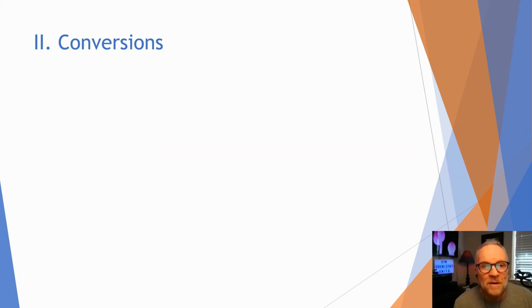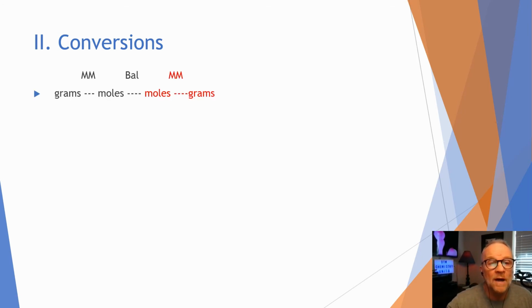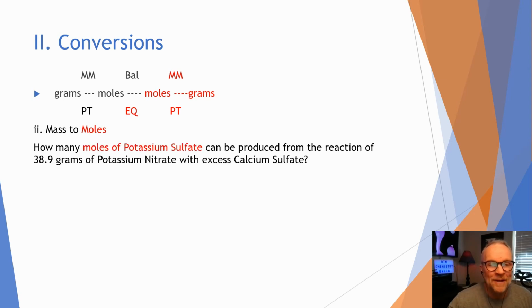Okay, so now we are going to do some mass to mole type of calculations. Our flow chart will remain the same, and the procedure is just one more step. So we're kind of building our repertoire of chemical calculations here. And so let's work a problem as an example.